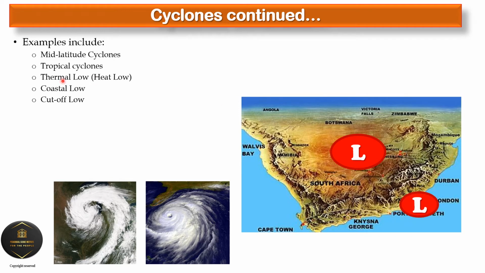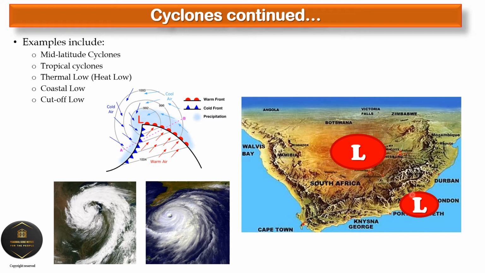We also have a coastal low, and as the name suggests, the coastal low will be in the coastal regions. Hence, I put in a picture of South Africa and a low pressure at the coast. Now we also have a cut-off low. Now I just want us to look at what a cut-off low is briefly.